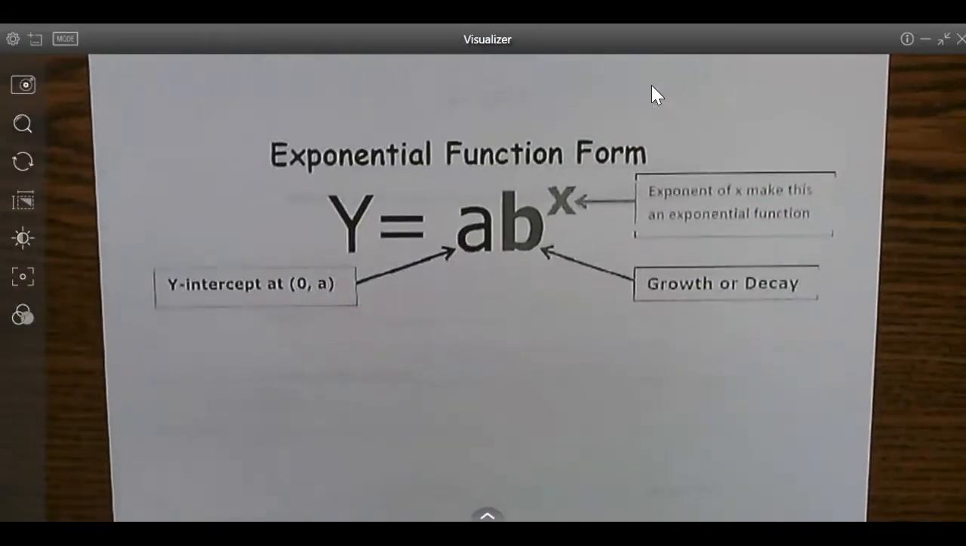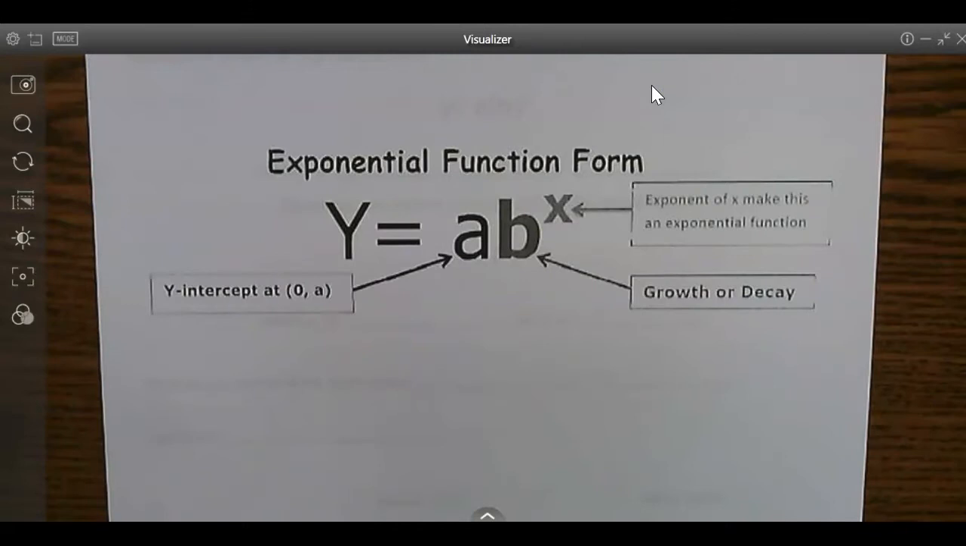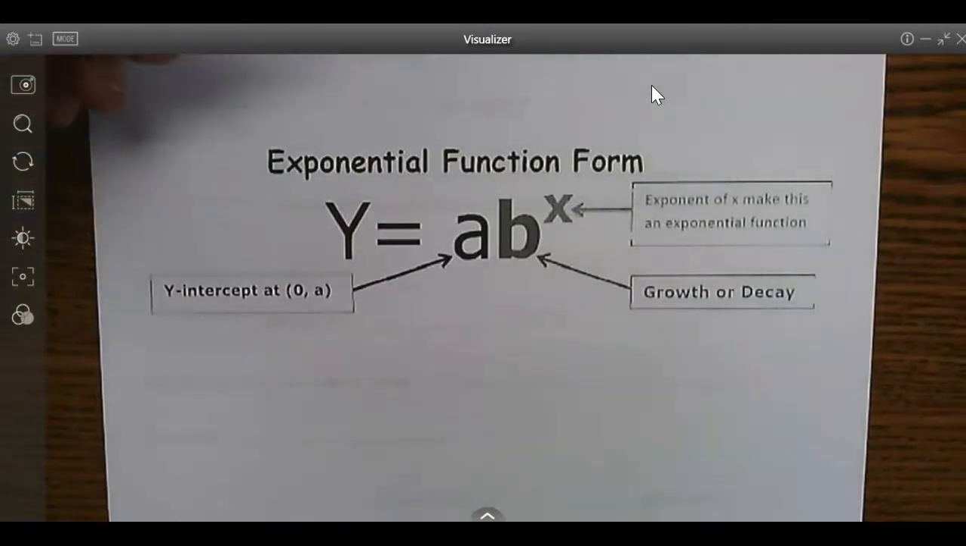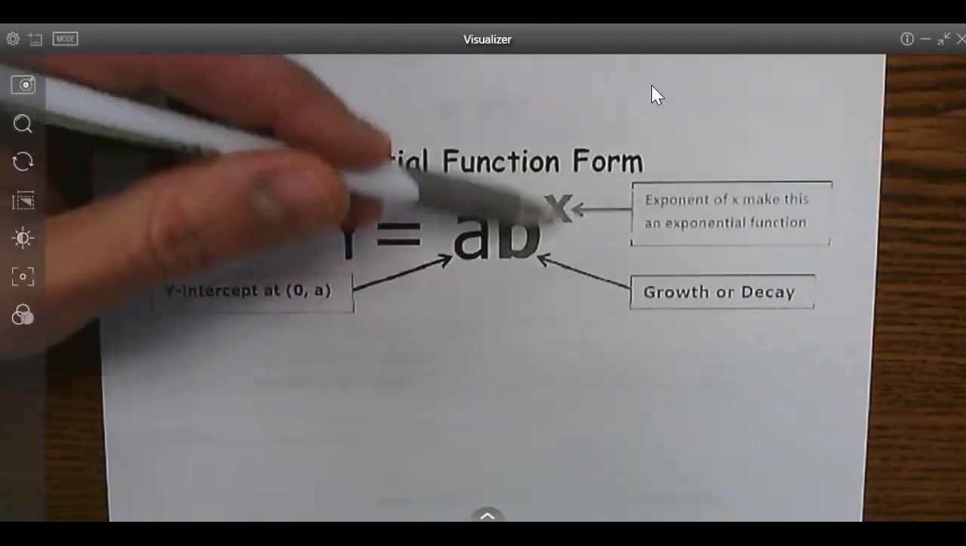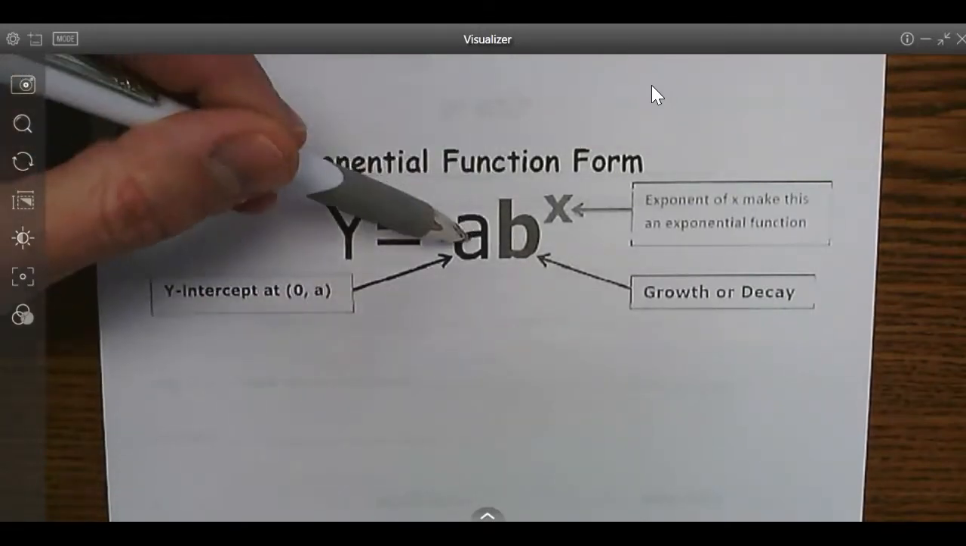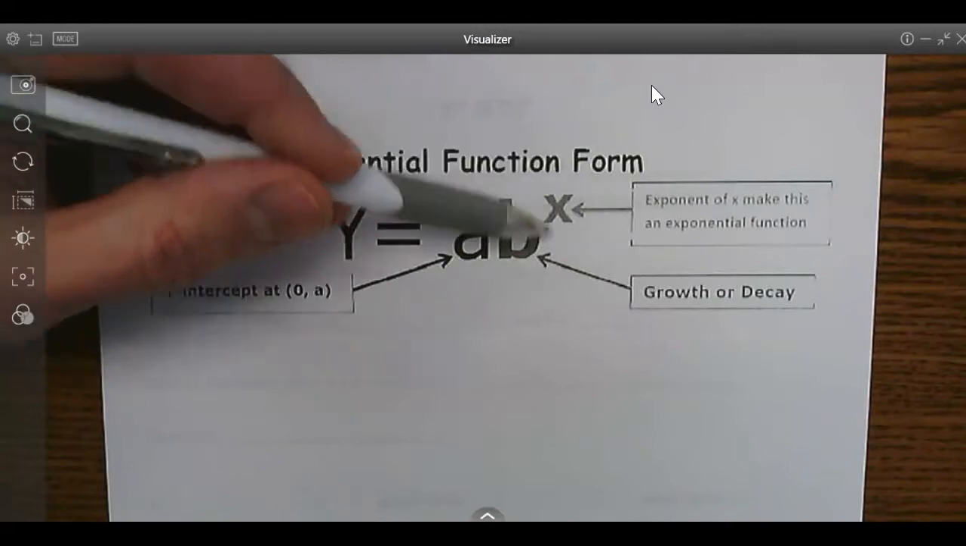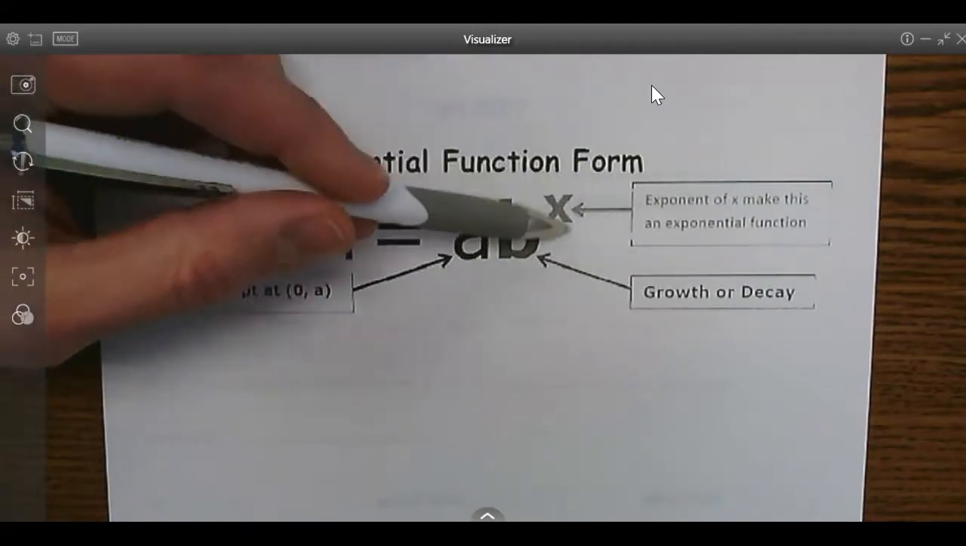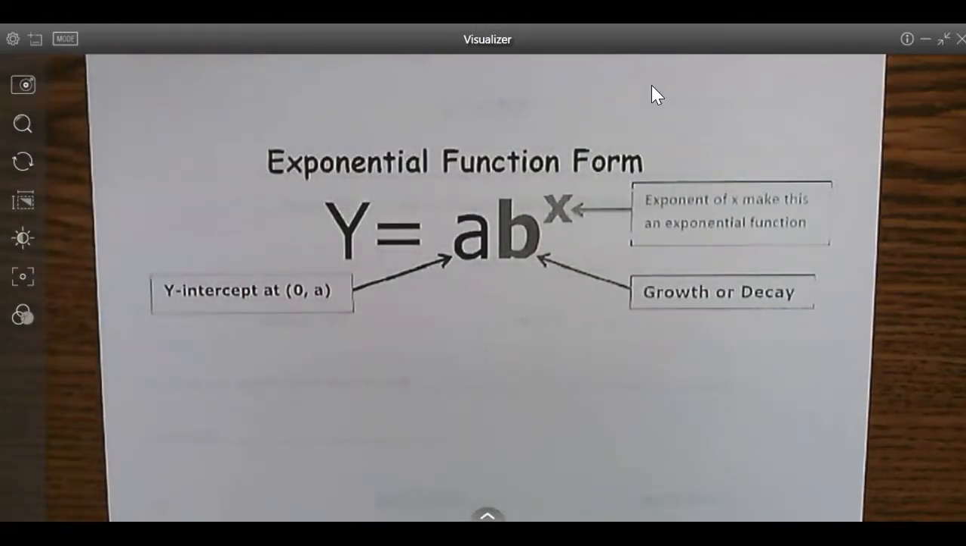Hello, algebra. In this video, I'm going to cover the lesson on exponential functions. So you can see on the first page of the lesson, exponential functions follow this form: y equals a times b to the x power. Anytime you have x in the exponent, that's what makes it an exponential function.